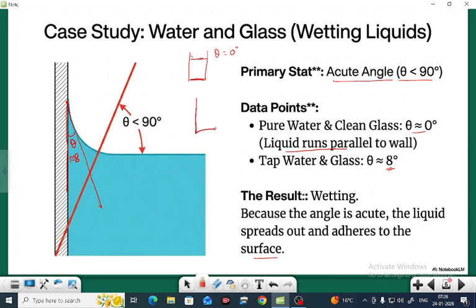Meniscus in this way. Concave meniscus. It forms a concave meniscus. The result: wetting, because the angle is acute, the liquid spreads out and adheres to the surface.